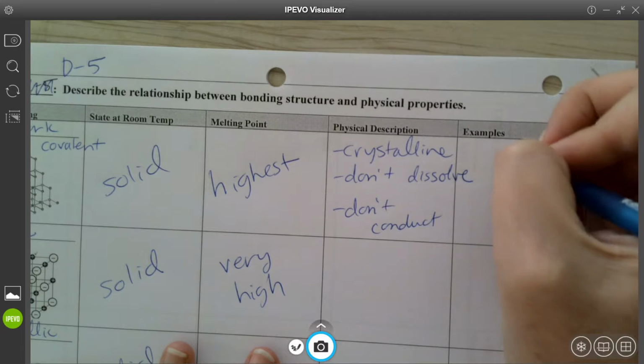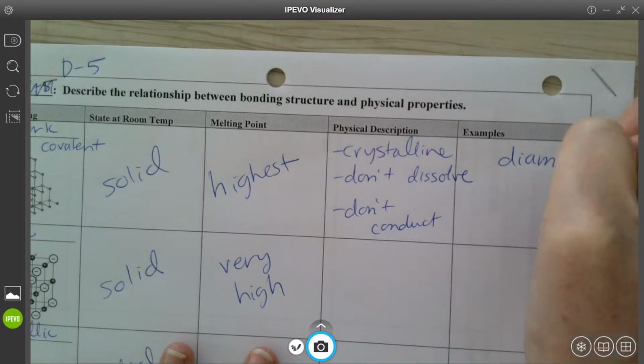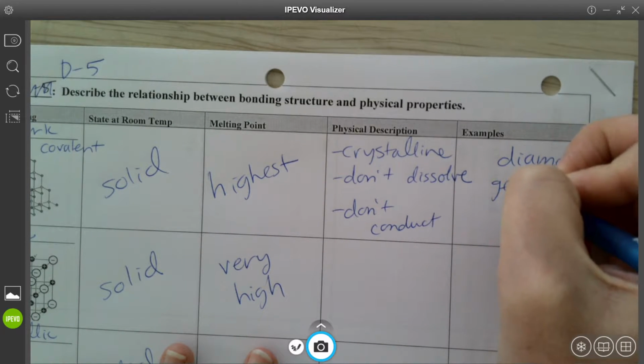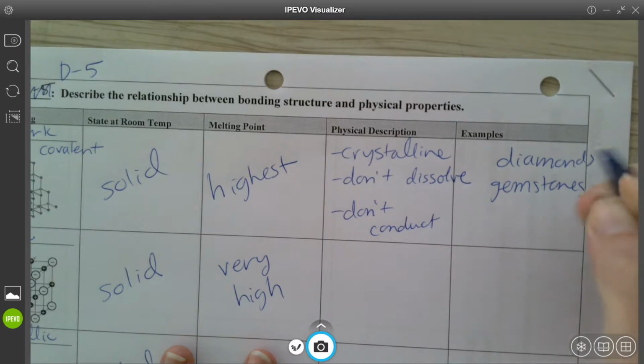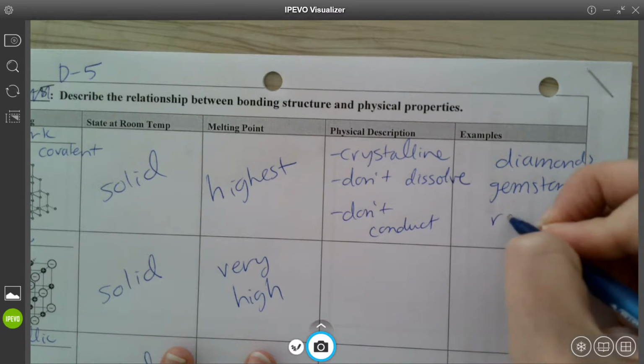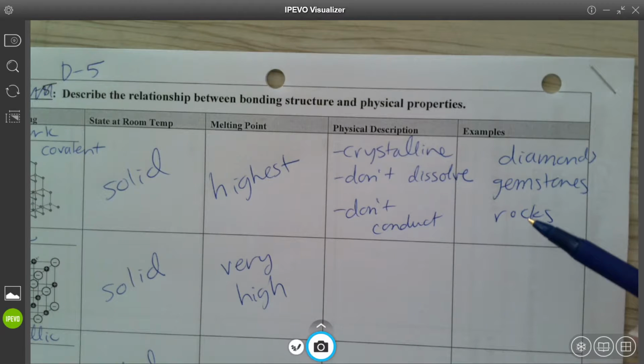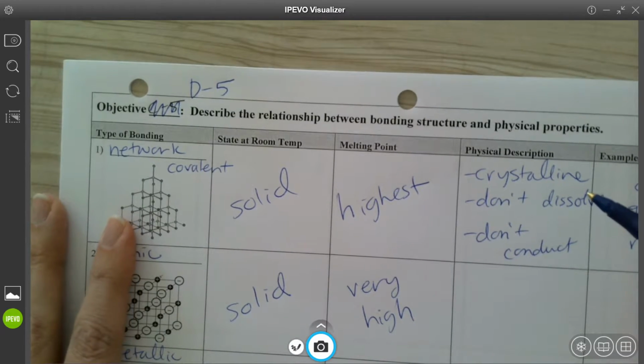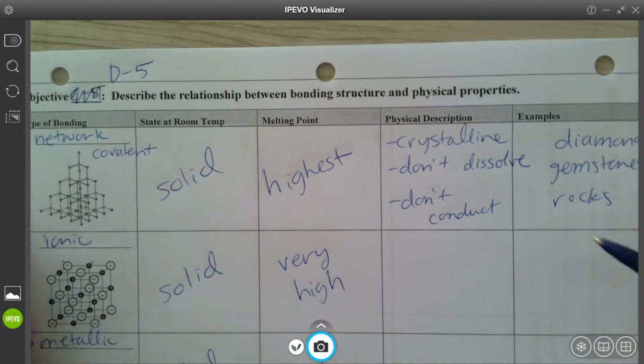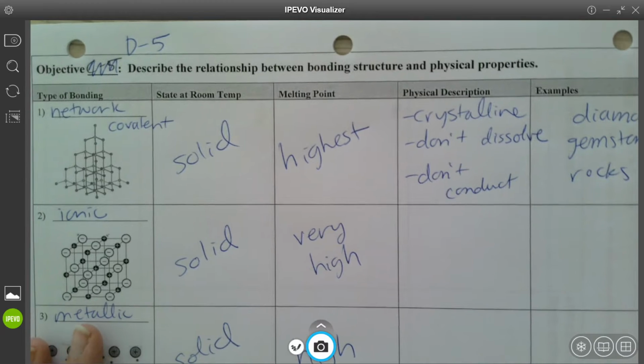Some examples are diamonds, gemstones, rocks. That's what you should picture when you hear network covalent. These don't react that much. This is really the last time we're ever going to talk about network covalent because these don't really do anything chemistry-wise. They're so locked in place. The electrons are where they are. The rigid structure stays the way it is.